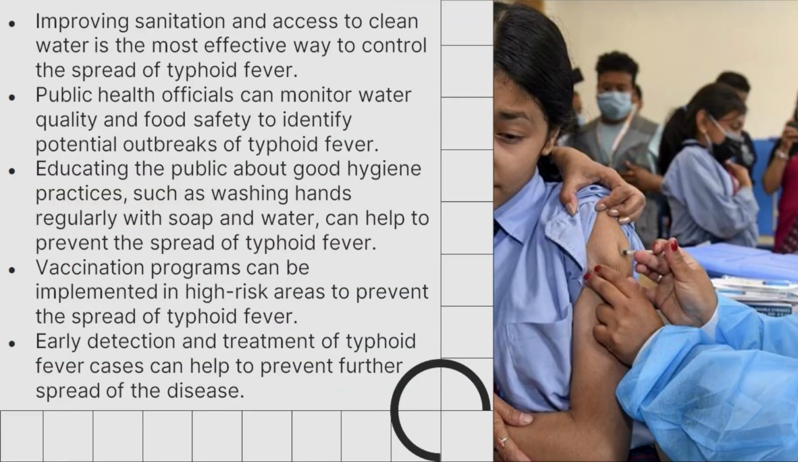Improving sanitation and access to clean water is the most effective way to control the spread of typhoid fever. Public health officials can monitor water quality and food safety to identify potential outbreaks of typhoid fever. Educating the public about good hygiene practices, such as washing hands regularly with soap and water, can help to prevent the spread of typhoid fever. Vaccination programs can be implemented in high-risk areas to prevent the spread of typhoid fever. Early detection and treatment of typhoid fever cases can help to prevent further spread of the disease.